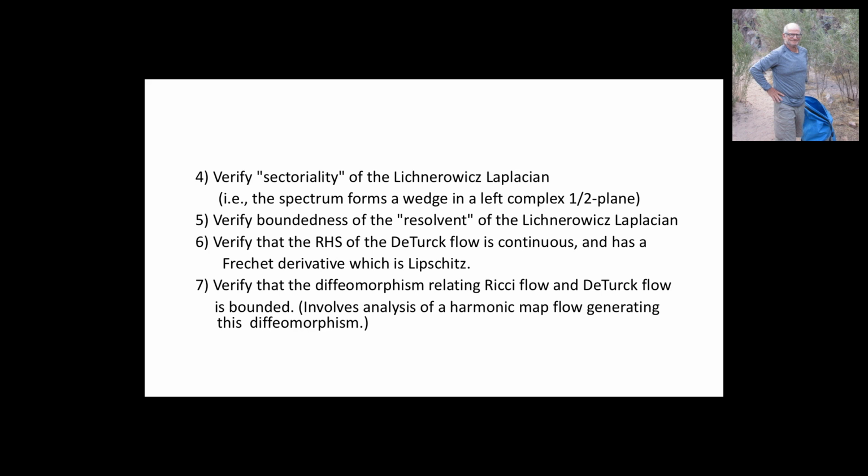And the sixth step is to verify that the right-hand side of the Ricci-DeTurck flow is both continuous and has a Fréchet derivative which is Lipschitz. And then the seventh step is to verify that the diffeomorphism relating the Ricci flow and the Ricci-DeTurck flow is bounded. And this involves analysis of a certain harmonic map heat flow, which generates the diffeomorphism. I'm being fairly sketchy, but this is all in the literature.